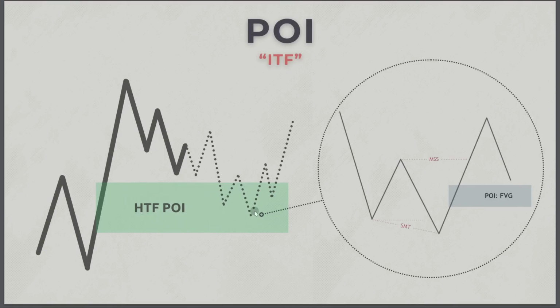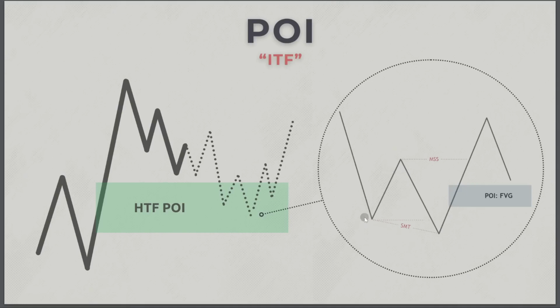So as price is coming inside that POI in kill zones, what I want to see is this: price taking a liquidity level and breaking that high in between. What is that? That's a market structure shift. And you could also look for some confluences on this side.